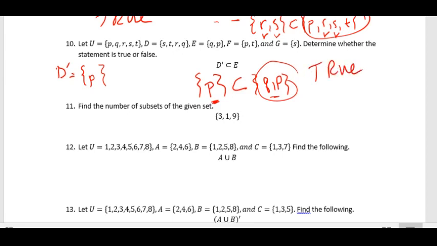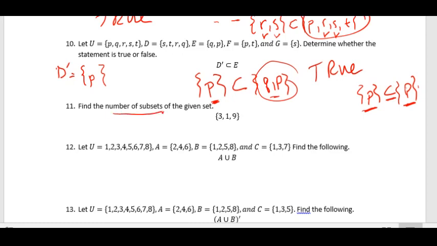Find the number of subsets of the given set. Before we do that, let's say you had this set and you have a proper subset of this set. This set here has P and this one has P, but this one does not have an extra element, so this would be false. This is actually a subset of each other, but it's not a proper subset.